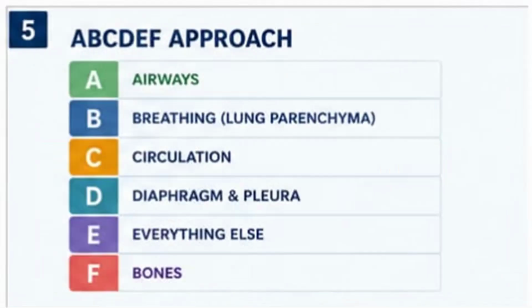To avoid missing important findings, use the ABCDEF approach. A stands for airways, B for breathing or lung parenchyma, C for circulation, D for diaphragm and pleura, E for everything else, and F for bones. Following the same sequence every time makes reporting more accurate.